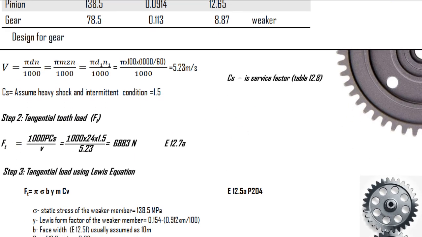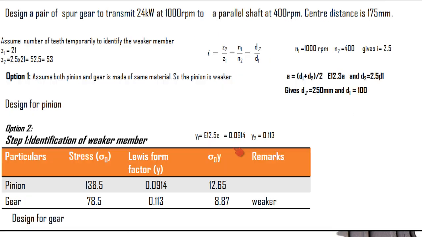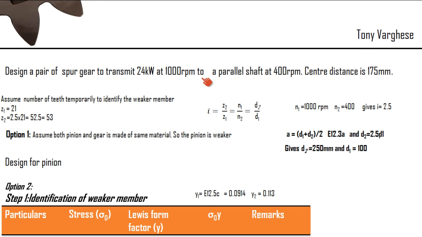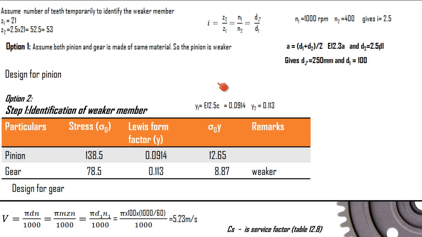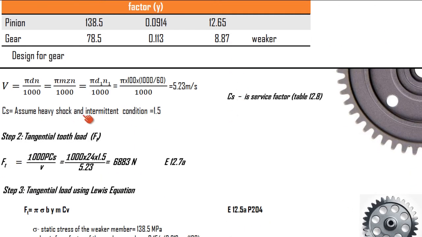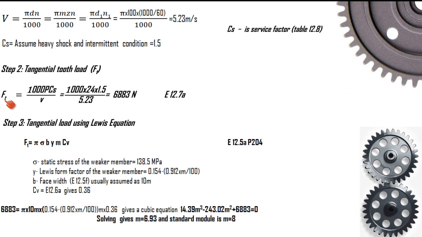Now we have to find out the velocity, because D is directly available, pi D1 N1 by 1000. So the value of velocity is going to be 5.23 meter per second. And in a similar fashion, we will assume the value of CS, because they have not given anything regarding the operating condition or the working hours or the working condition. Nothing is specified in the question. So for CS, we will make some assumptions like heavy shock intermittent condition and get the value of CS as 1.5. You can take any value from that particular table, 12.8. So using all these values, we have to calculate FT.